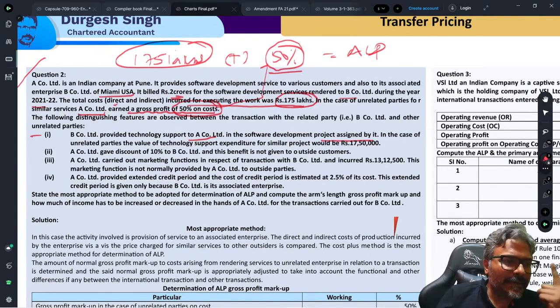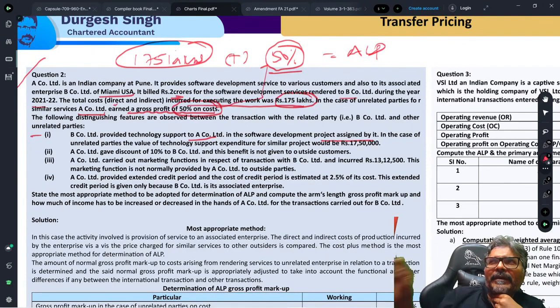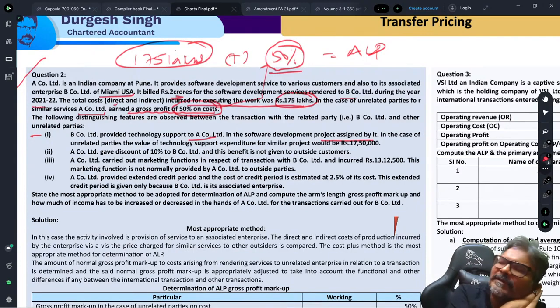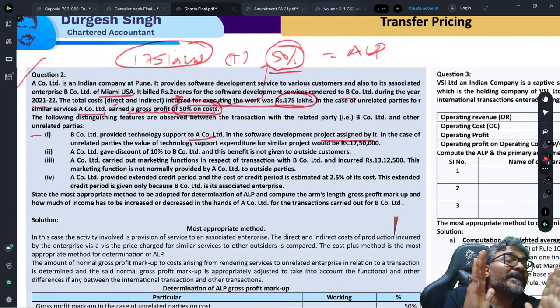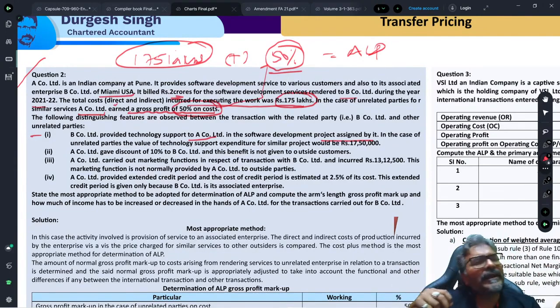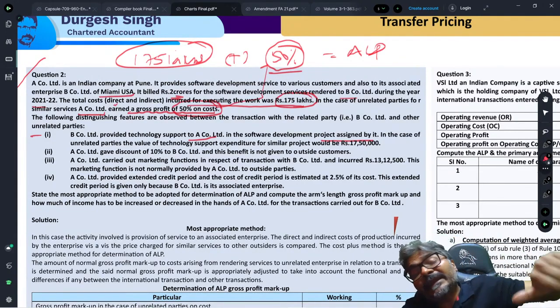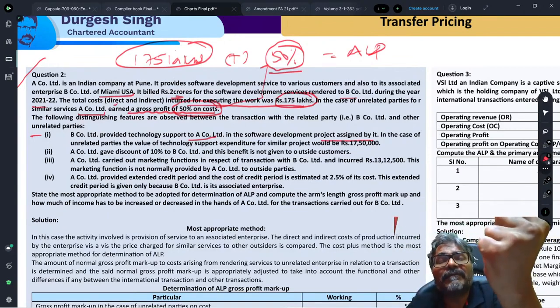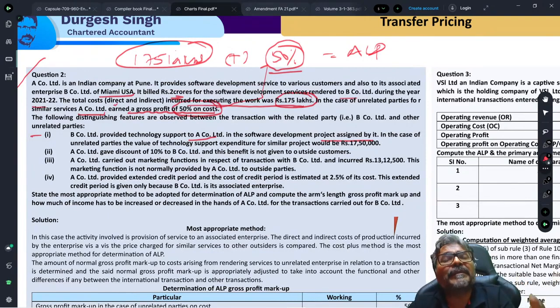So it implies that, please pay attention, students, the associated enterprise, that is the US non-resident A, is providing technology support service for software development to the Indian AE. Students, think logically. Now your logic is very important in this case. If the Indian AE is getting technology support, will it charge a higher price or a lower price? If I am getting the technology support from you, then when I have to charge you a price, will I be charging on a higher side or on the lower side? Obviously, students, the answer has to be on a lower side. So the price would be on a lower side.